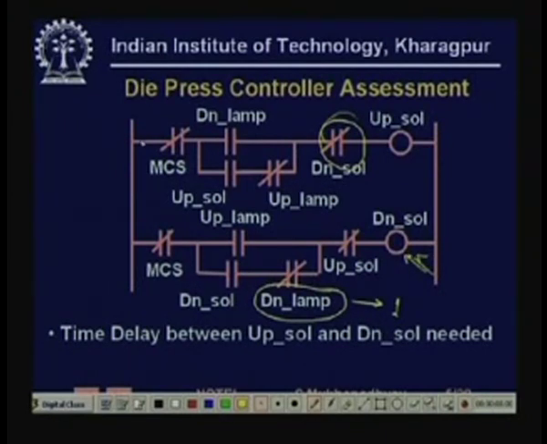So now the down lamp is on, and because the down solenoid is off, this contact is on. This is a normally closed contact, so when the down solenoid is off, this is on. Therefore immediately the up solenoid becomes on.